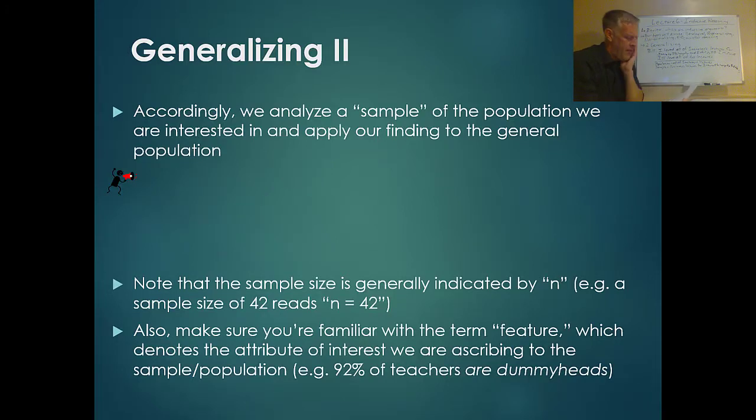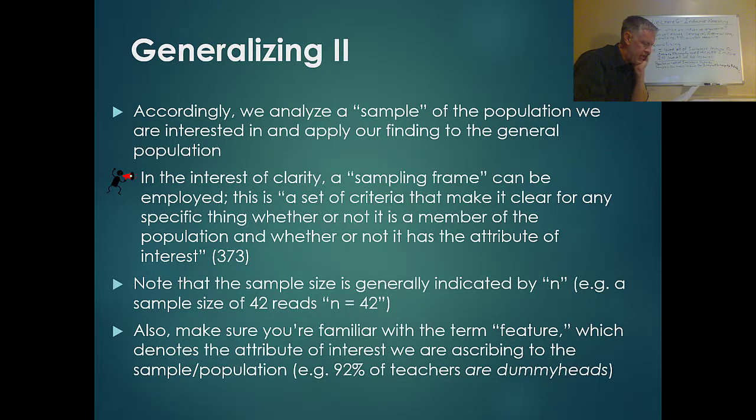So I did point out in the middle of slide 10, and they define this on page 373 of the text, that this is oftentimes, I mean, we don't do this when we engage in this kind of everyday generalizing, right? So Bill's not going to offer what we call a sampling frame. But when we're talking about scientific experiments, which try to do this kind of thing, you are more likely to see what's known as a sampling frame, where they will come in and more precisely define what exactly it means to be a member of the population.